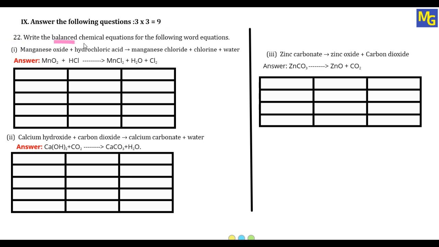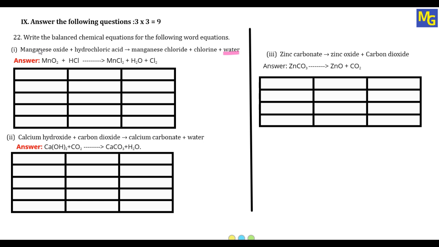Write the balanced chemical equations for the following word equations. So here we have got word equation and we have to convert those word equation into a balanced chemical equations. So we'll start first one. Manganese oxide plus hydrochloric acid gives manganese chloride plus chlorine plus water.